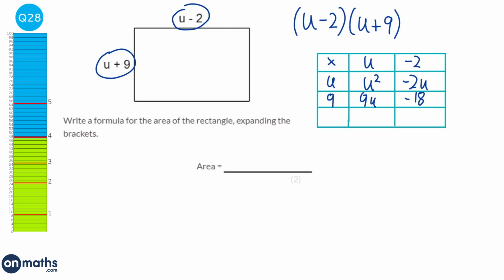And what we're going to do is add these ones together. So our answer will be u squared, and then we're going to do 9u plus minus 2u. Well, that's just going to be 9u take away 2u, which is 7u. So plus 7u, and then minus 18 at the end.